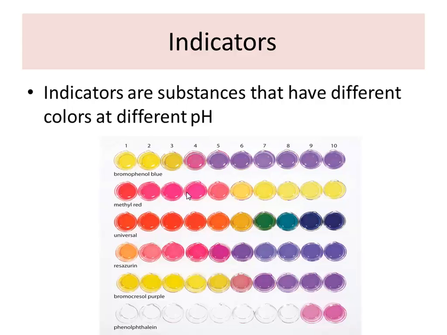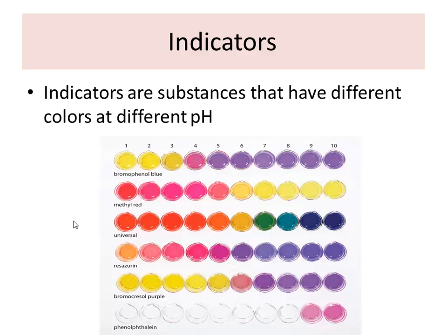Methyl red is another indicator. Universal indicator is this one. Resazurin is this. Bromocresol purple is another one. And phenolphthalein is a common one that we're going to be using later in the year. It's pronounced phenolphthalein. In basic solution, it tends to be purple or pink. And in acidic solution, it's clear. So we're going to be using that one.